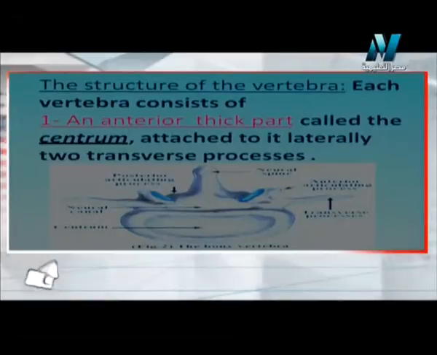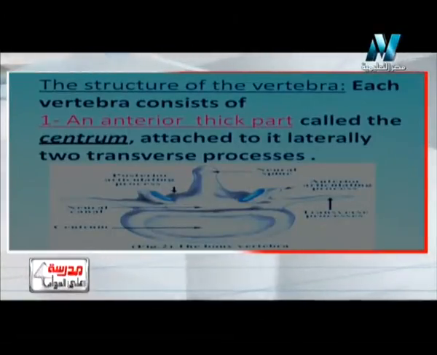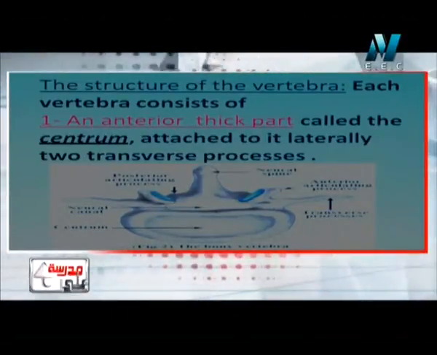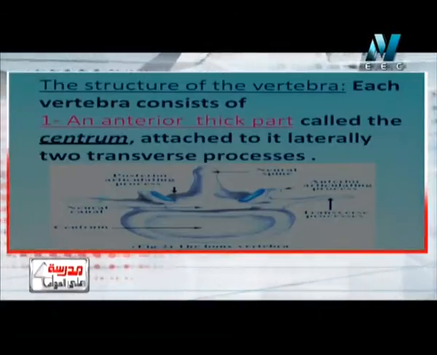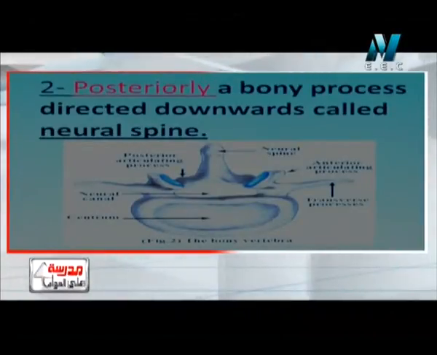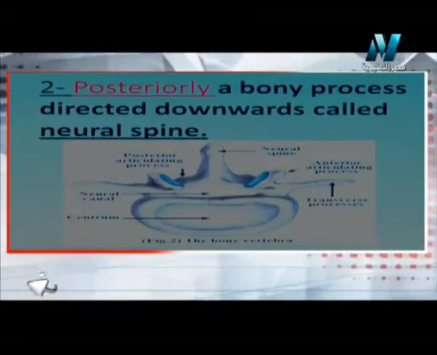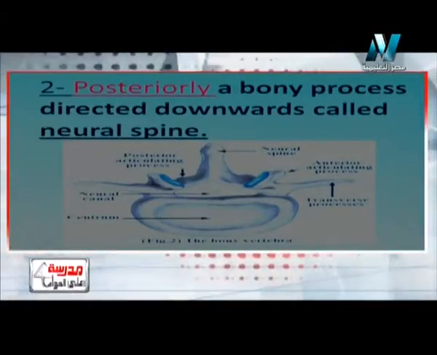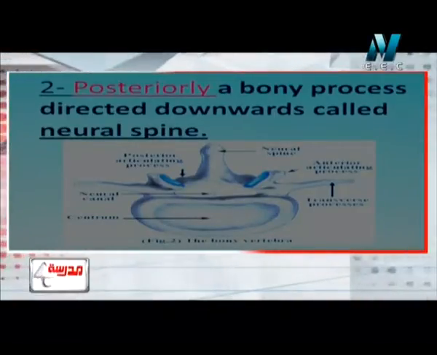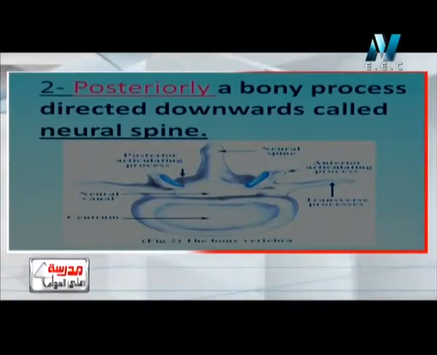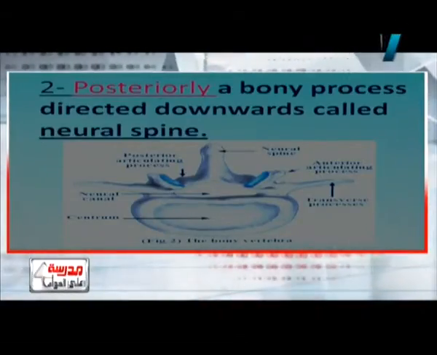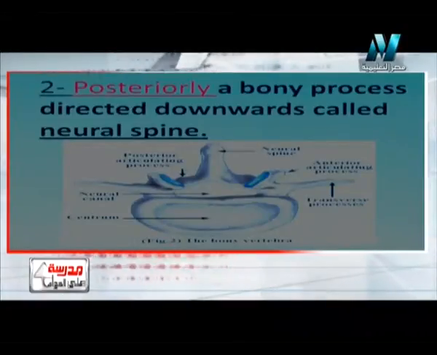So, the structure of a vertebra consists of an anterior thick part, which is called the centrum, attached laterally to two transverse processes. As you look here, this is the centrum, attached to the two transverse processes. Posteriorly, a bony process directed downward, which is called the neural spine. It also has a neural canal, which allows the passage of and protects the spinal cord found inside it. Also, we have another kind of process, called the posterior articulating process and the anterior articulating process. This is the structure of the vertebra.